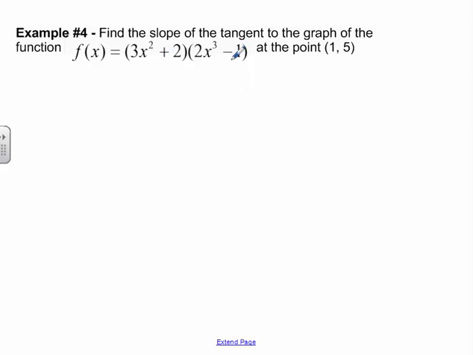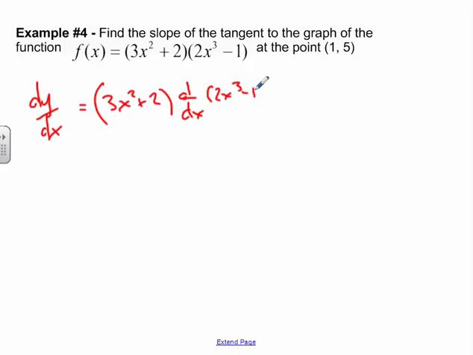This happened to be written in a factored format. And if we wanted to, we could distribute it all out. Or let's try using this product rule. So the product rule is the first binomial, let's put it in a bracket, times the derivative of the second binomial, plus the second binomial in its undifferentiated form, and then multiply that by the derivative of the first binomial.